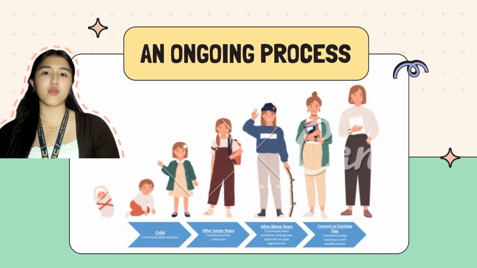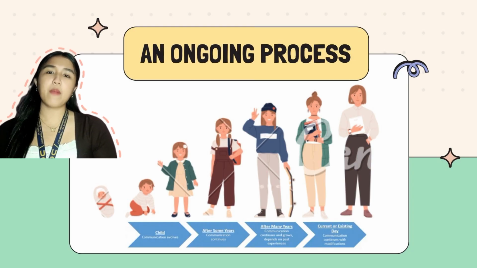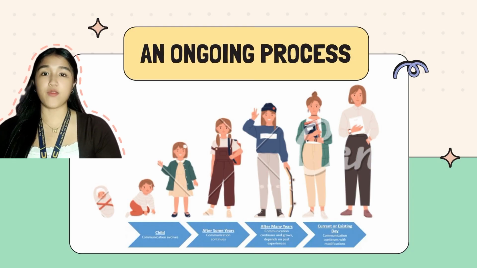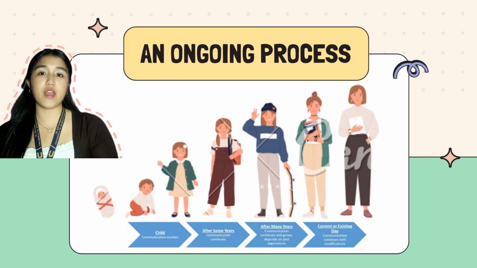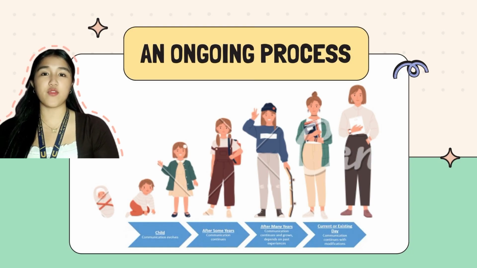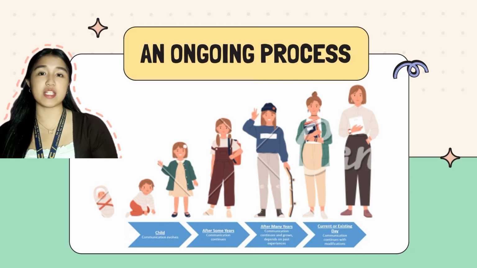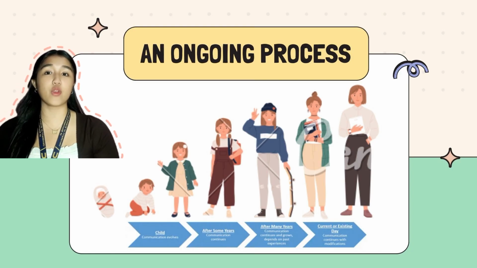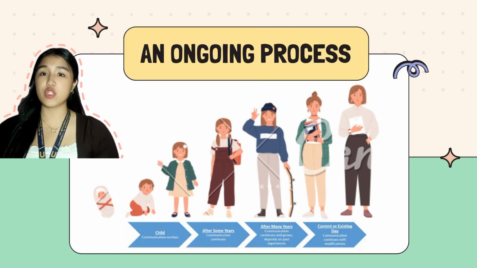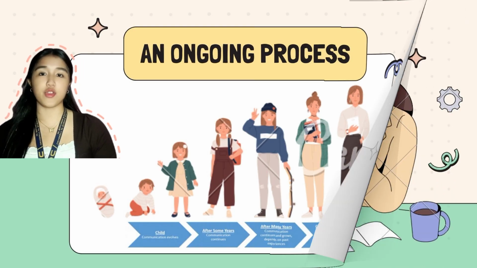Let's consider another real-life example. Think about your relationship with your friends or family. The way you communicate with them now is different from when you first met or when you were younger. This is because your communication has been continuously shaped by your shared experiences, emotions, and feedback from each other.